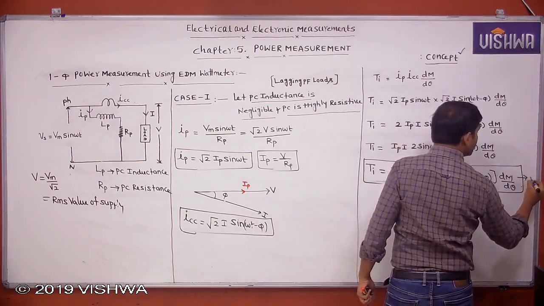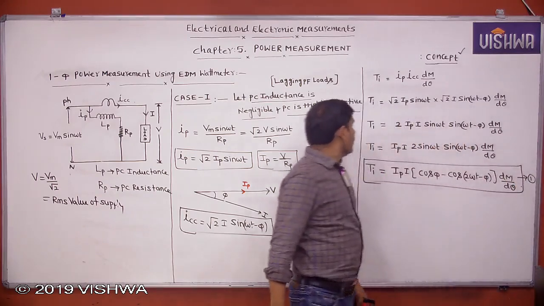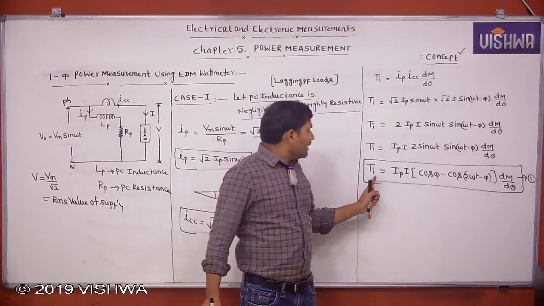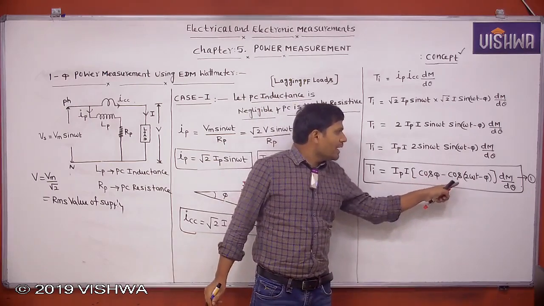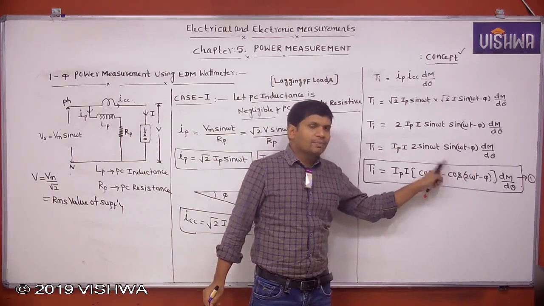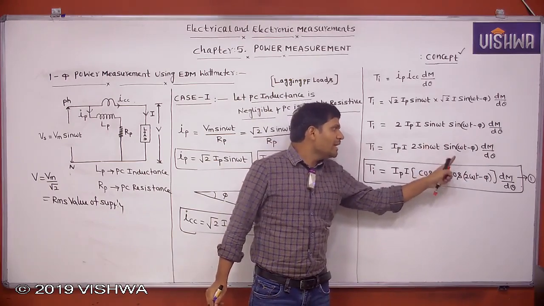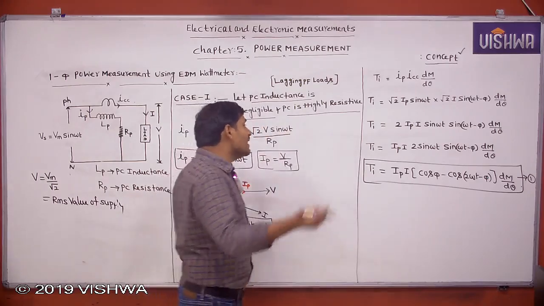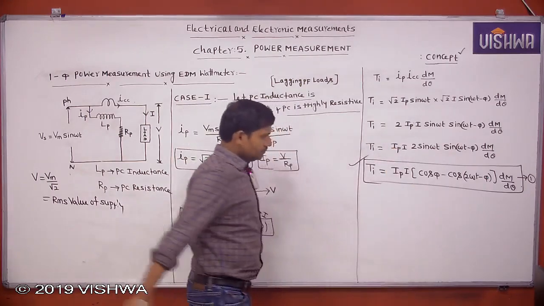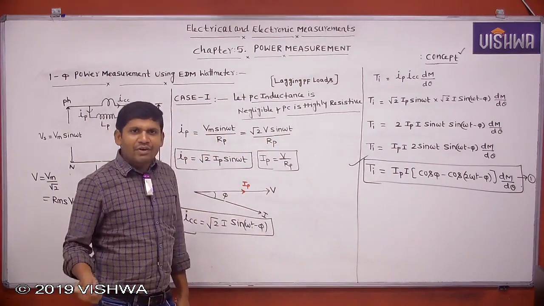This is equation 1. Ti equals Ip into I into cos phi minus cos(2 omega t minus phi) into dM by d theta. Cos(A minus B) minus cos(A plus B). This much instantaneous torque is produced. But I want the average torque.